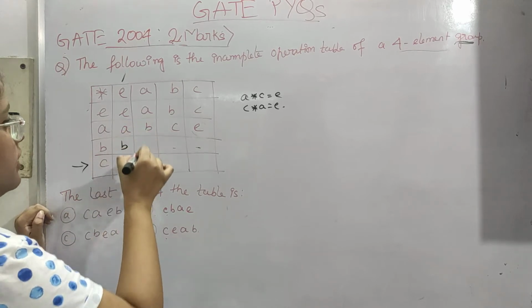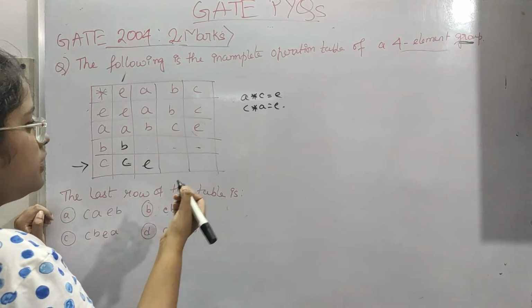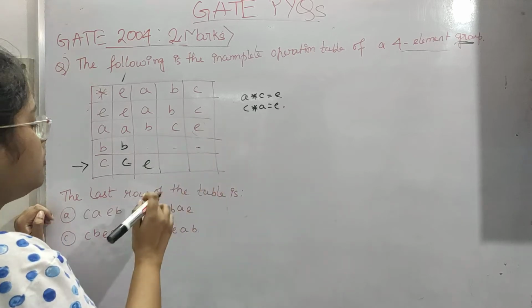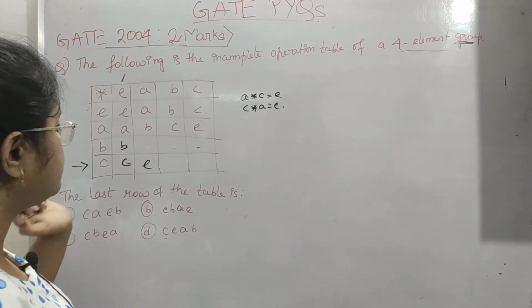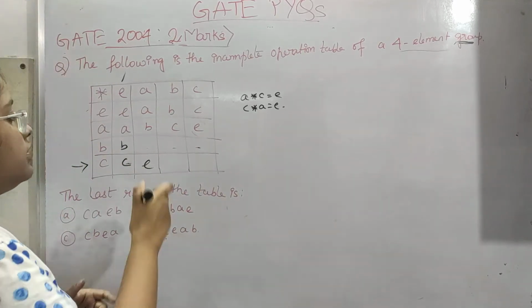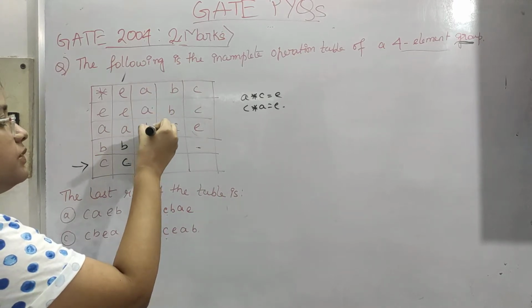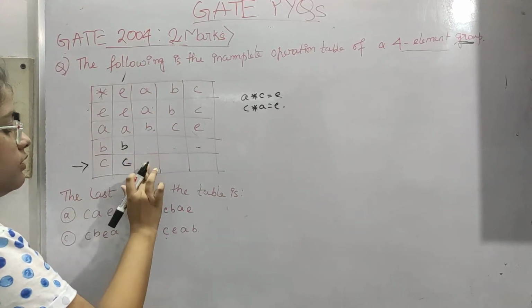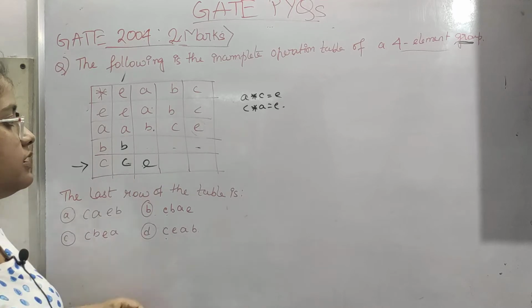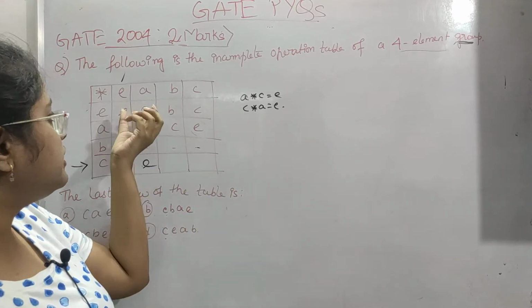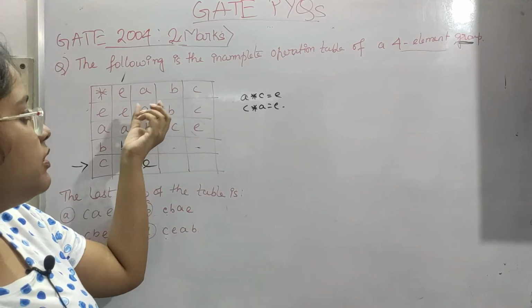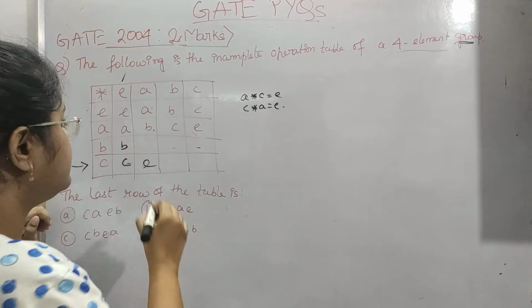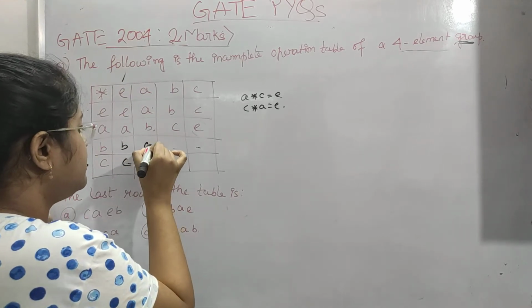So C star A will be E. Okay, so now next we have to fill up all these places. C star A is E. So now here you can check already A, B, C, E are present. So the only element which is missing in all this is C. So we put C here.